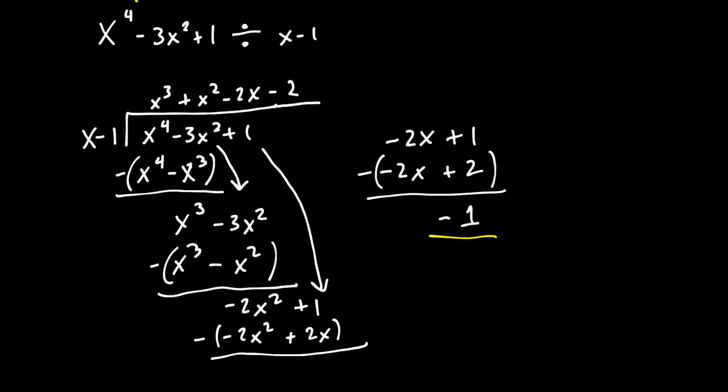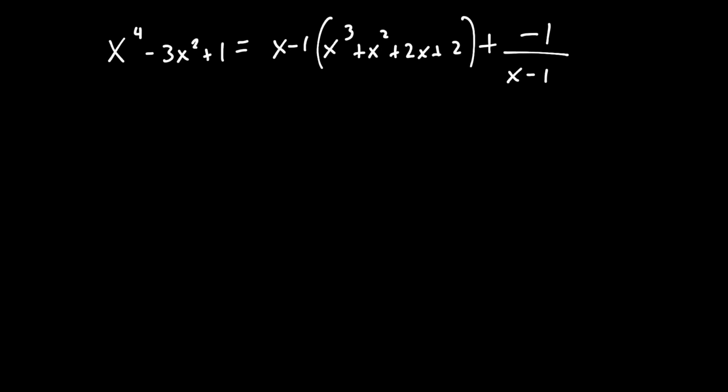And the answer we get when we divide x to the fourth minus 3x squared plus 1 by x minus 1 is going to be equal to an x cubed plus x squared minus 2x minus 2 with the remainder of a negative 1 divided by x minus 1. We can go ahead and rewrite this using the quotient, remainder, and divisor language, and this is going to be equal to the following.